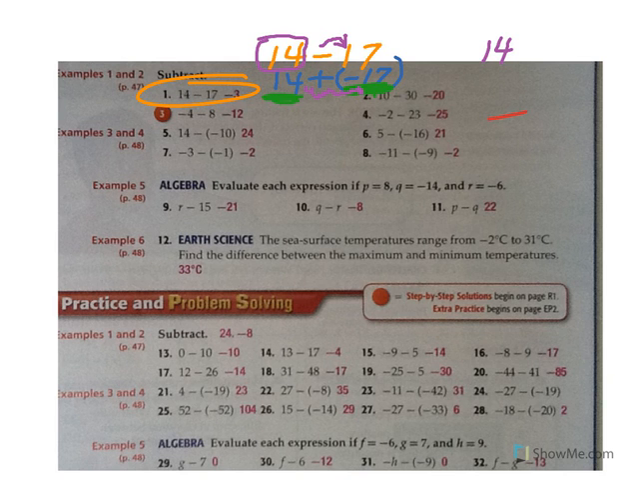And we know these are different signs. Different sign, that's a positive, and that's a negative. So different sign, just subtract them. 17 take away 14, which is 3. So the answer is going to be a negative 3, as it says right here.